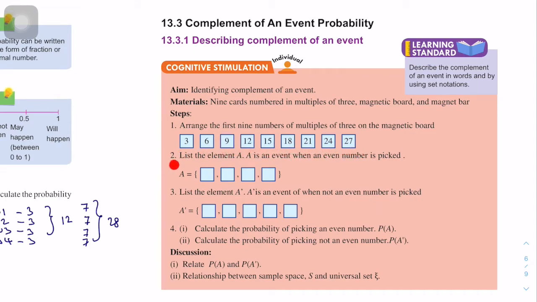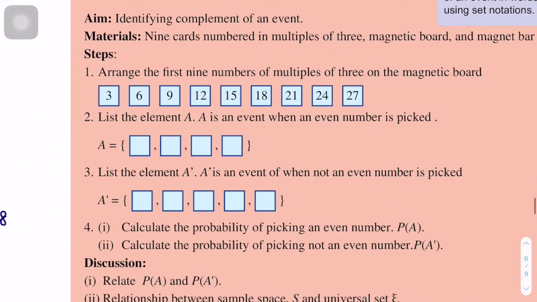Second step, list the elements of A, where A is the event when an even number is picked. So we know that event A is when an even number is picked. Let's list out the even numbers. The even numbers are 6, 12, 18 and 24. So these are the 4 cards with even numbers.